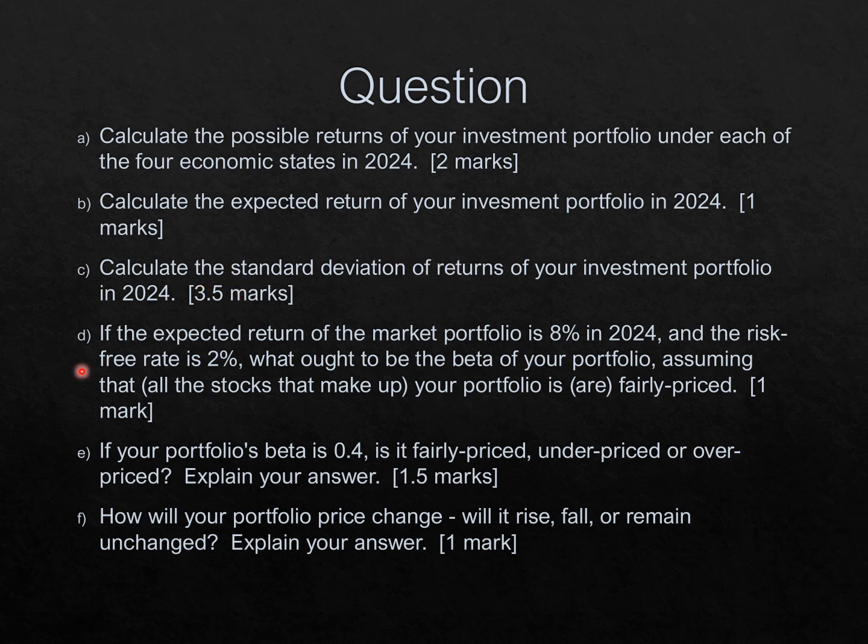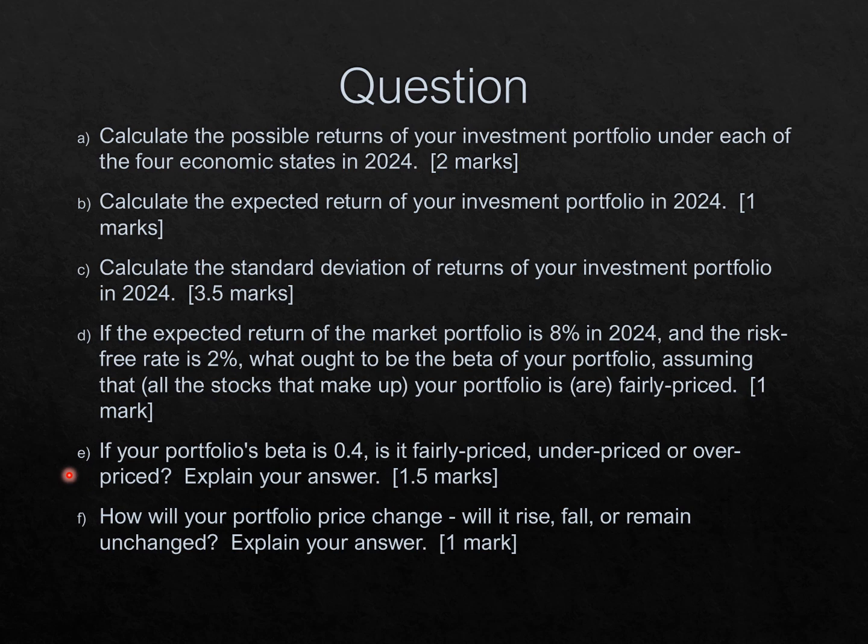All right, question D, the fourth question is about the beta. If the expected return of the market portfolio is 8% and the risk-free rate is 2%, what ought to be the beta of your portfolio, assuming that your portfolio is fairly priced, and that means also that all the stocks that make up your portfolio are fairly priced. So here the question is about the beta.